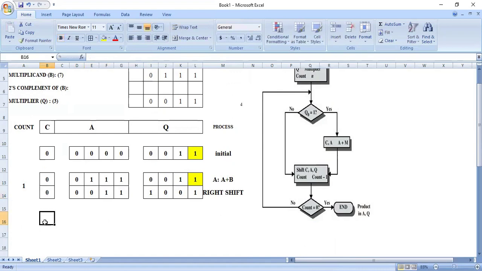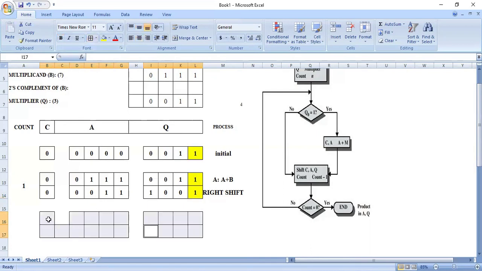Now once again, the count is not completed since only one count is over. I need to perform for 4 counts. I have to go once again and check the Q naught value. What was the Q naught value in the previous step? Q naught value is 1. So if the Q naught value is 1, once again I have to perform A equal to A plus B.